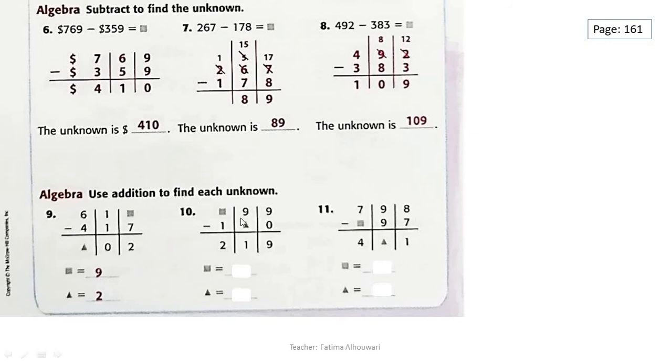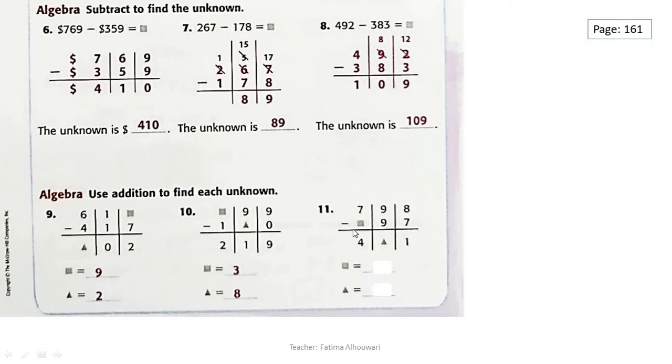Here we have two unknowns also. 9 minus what equal 1? What is it? Think about it. And what minus 1 equal 2? What do you think, grade 3? Something minus 1 equal 2. It's 3. Excellent, grade 3. And 9 minus 8 equal 1. Excellent. Let's see question number 11.